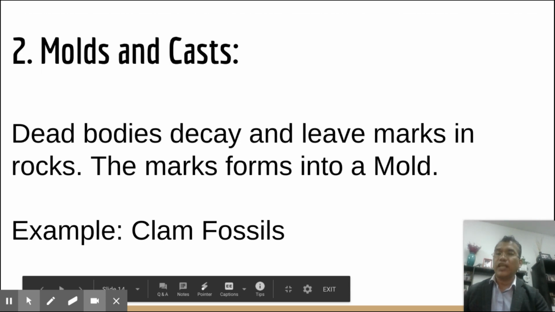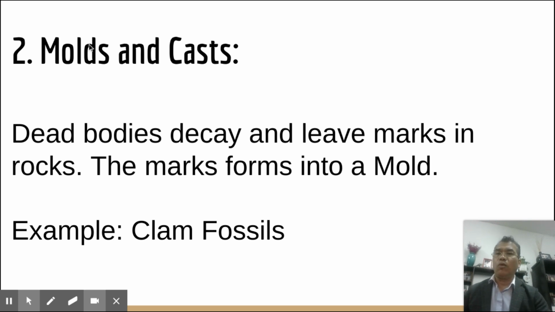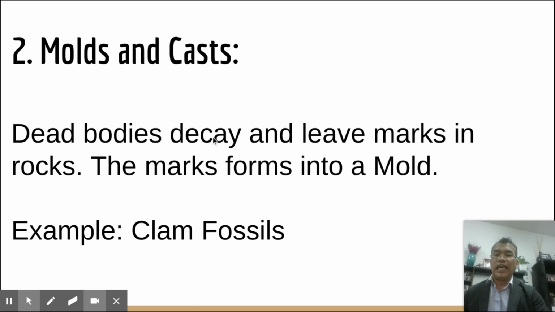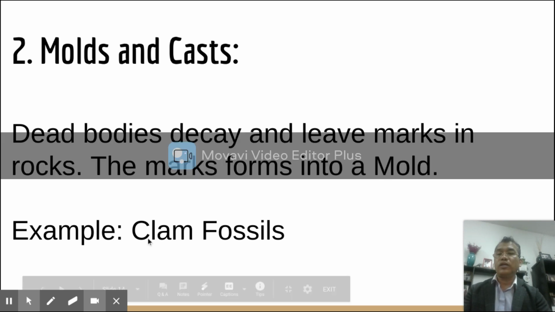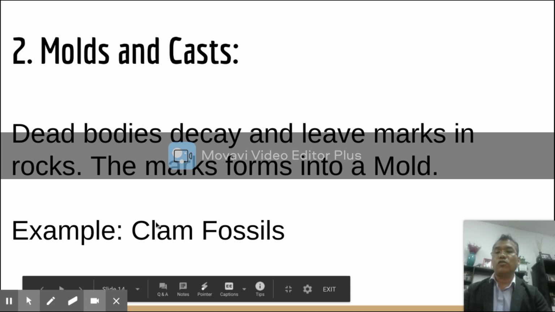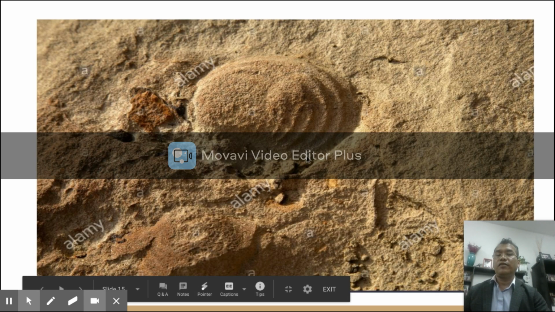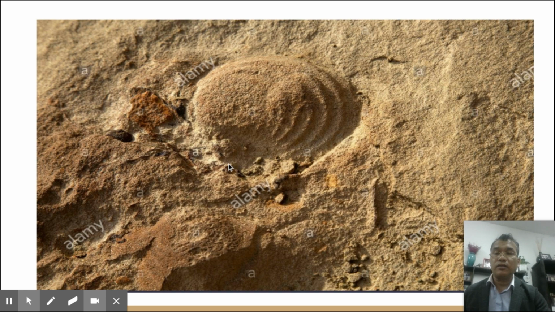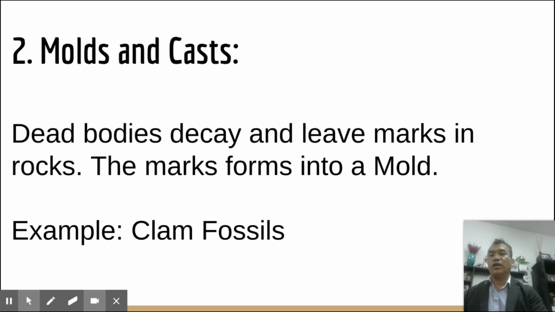Now let's see the second one, molds and casts. Remember, molds are like when you put bread in a place and after some time white patches form. That's called mold. Now let's see. Dead bodies decay and leave marks in the rocks, and the marks form into a mold. And this mold is the fossil. For example, the clam fossils. The plants were here, and the molds are formed, and they leave a mark. That's called molds and casts.